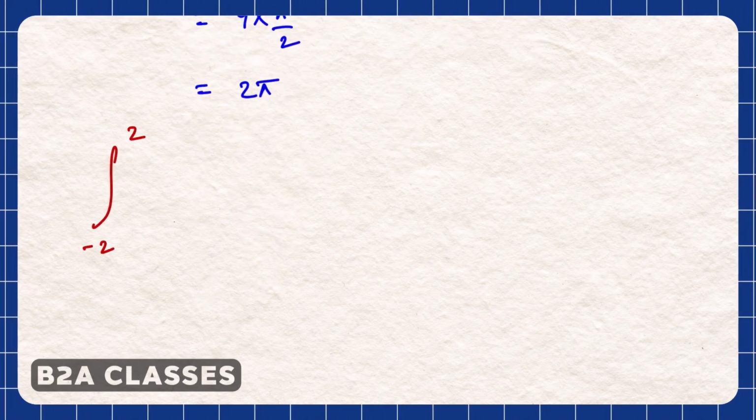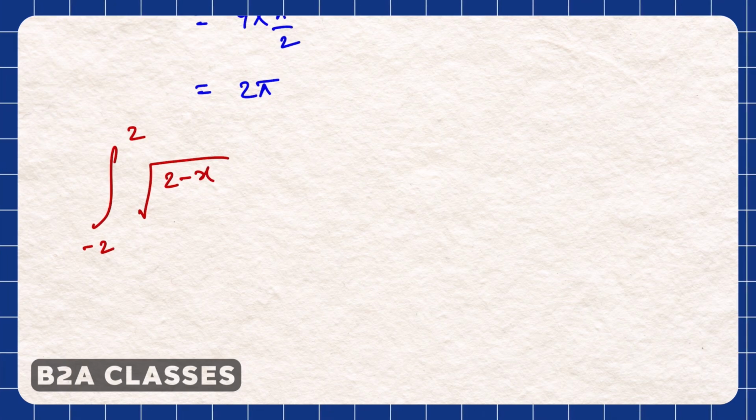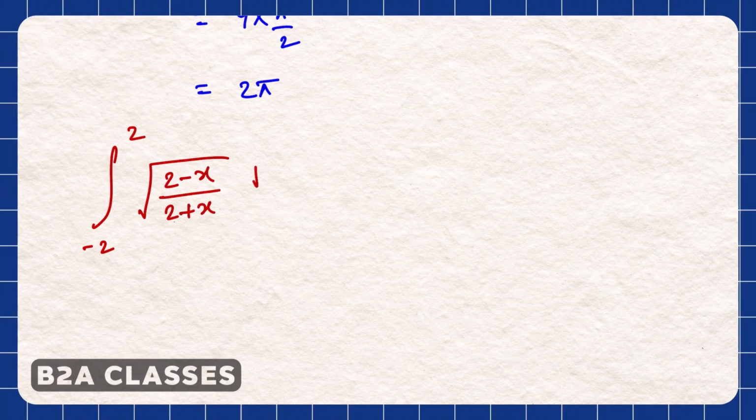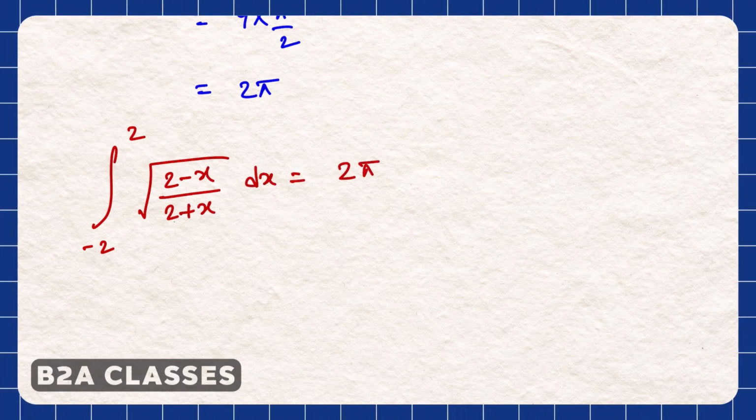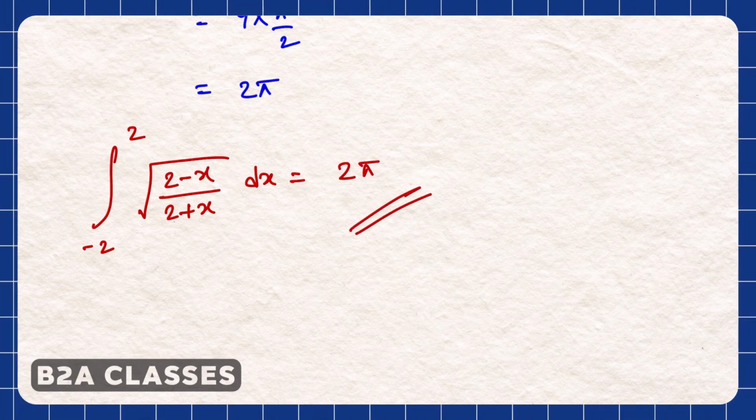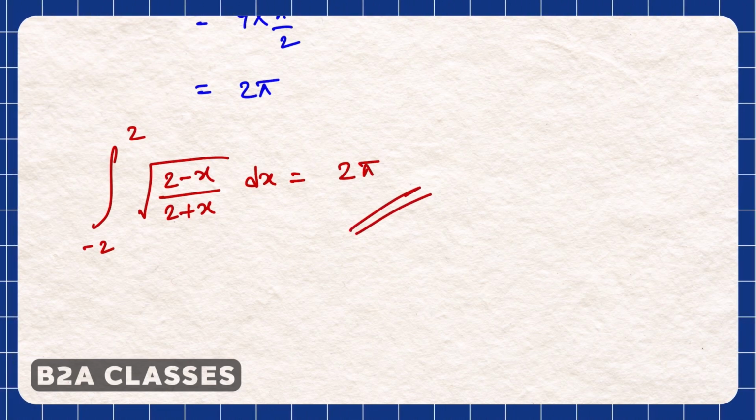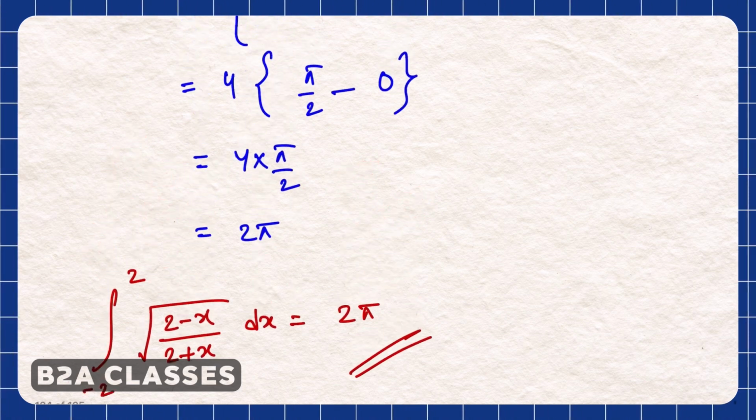So the integration of minus 2 to 2 of root over (2 minus x) by (2 plus x), its answer is 2 pi. So this is the answer for the given integral. This is how you solve the given question.